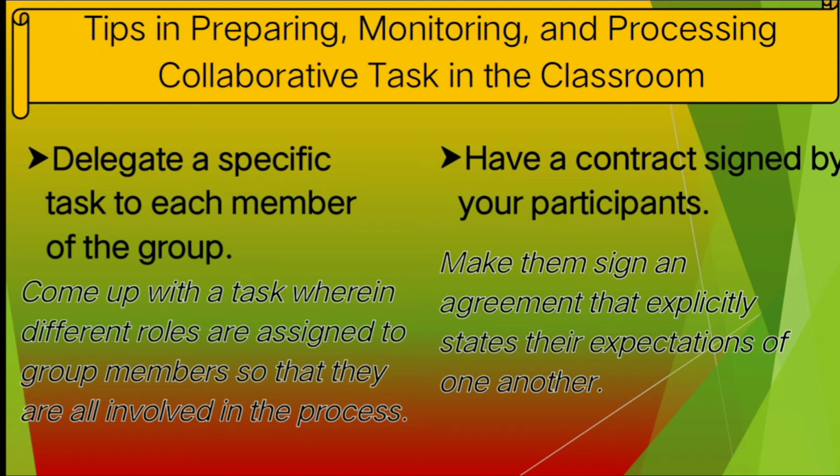So the sixth tip is have a contract signed by your participants. You will make them sign an agreement that explicitly states their expectation of one another. The contract should also include the behaviors that you want them to avoid and the values that you want them to uphold.